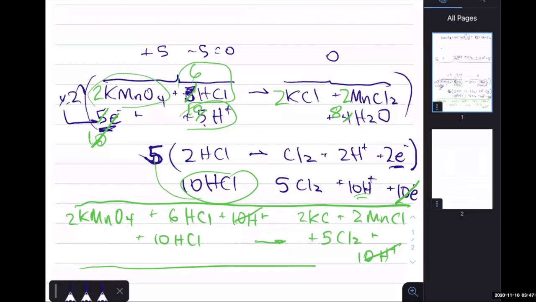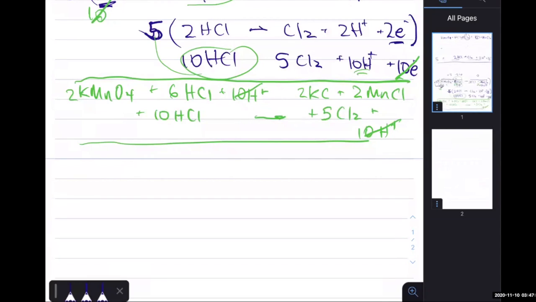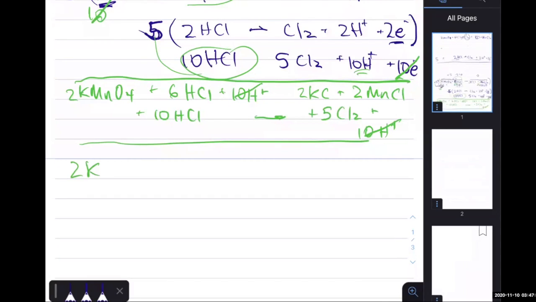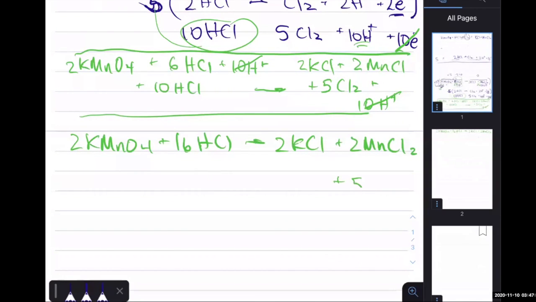I need to reduce this further. Again, it's just a matter of doing arithmetic. 2KMnO4 plus 16HCl goes to 2KCl plus 2MnCl2 plus 5Cl2. At this point, you should be able to look at all the elements and balance.